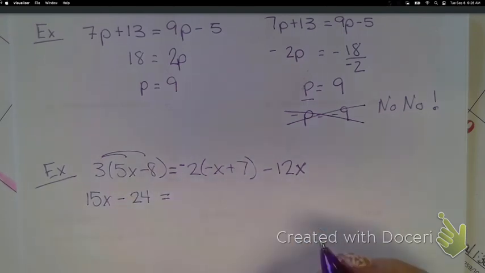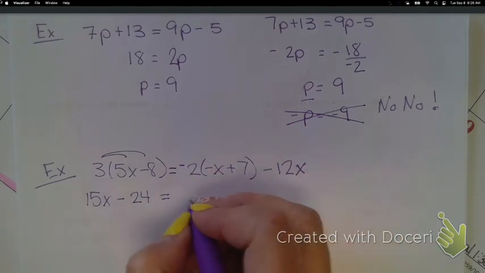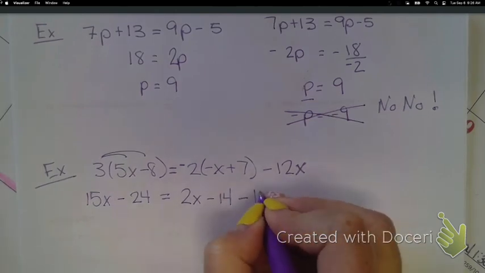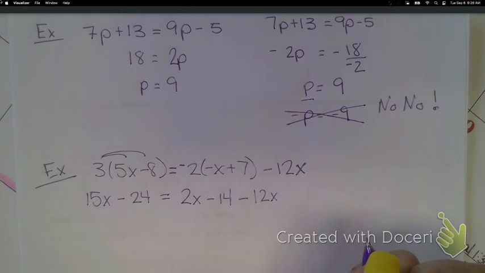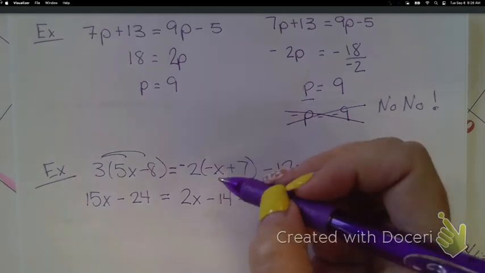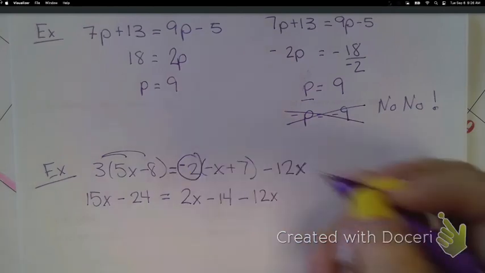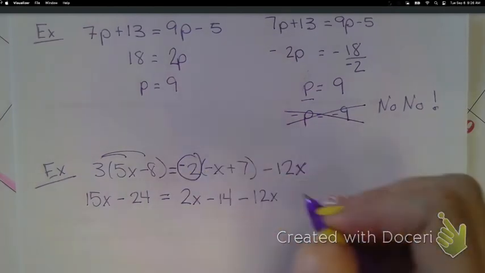Okay, Henry, what's my next step? What do I do next? Positive 2x, okay. Minus 14 equals, not equals 12x, minus 12x. You need to make sure you distribute the whole negative, yes? Yeah, so it's part of both of those things.